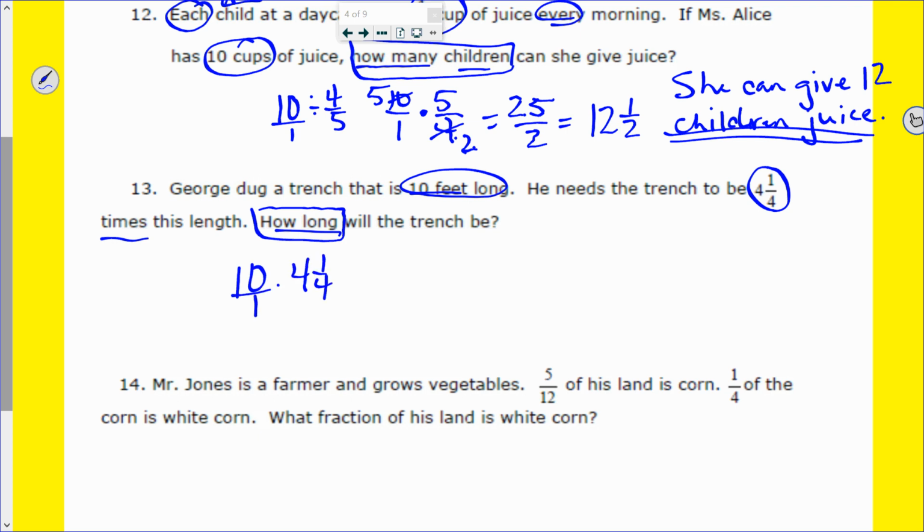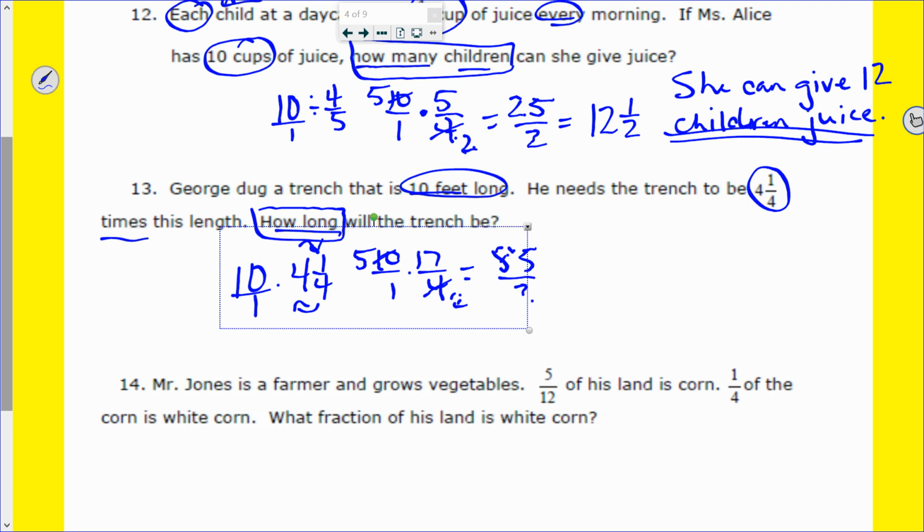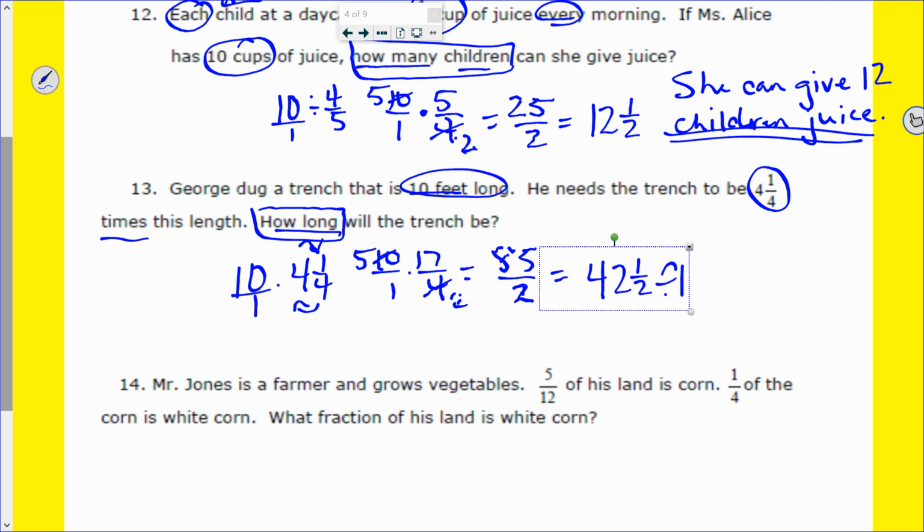Again, whole numbers go over 1. Slam dunk any mixed numbers. So rewrite that as 10 over 1 times 17 over 4. One reduction that we can do: 5 times 17 gives me 85. 1 times 2 gives me 2. Sorry, that's a 2. Let's try that again. Further simplifying that, I get 42 1/2 left over.